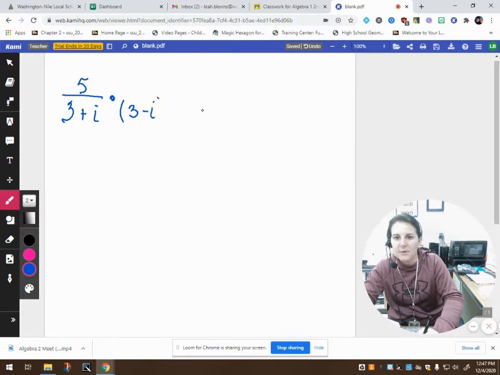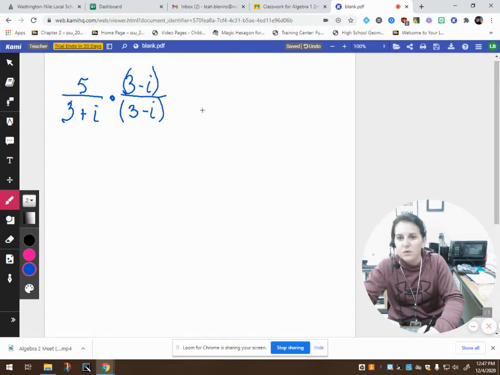Now, why did I say I'm multiplying by 1? Because when I have the exact same thing on top and bottom, it is 1. 5 over 5 is 1. 10 over 10 is 1. 12 over 12 is 1. So 3 minus i over 3 minus i is still 1.